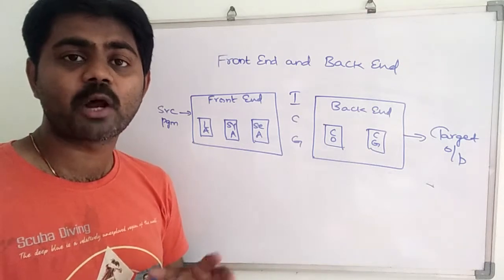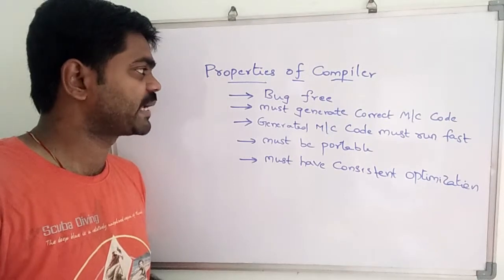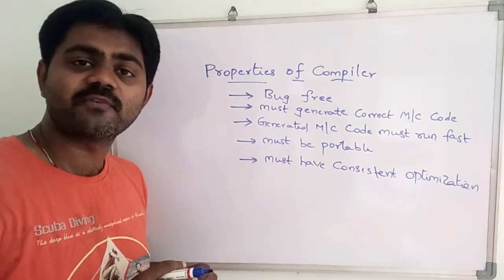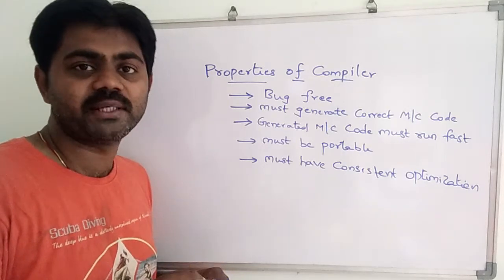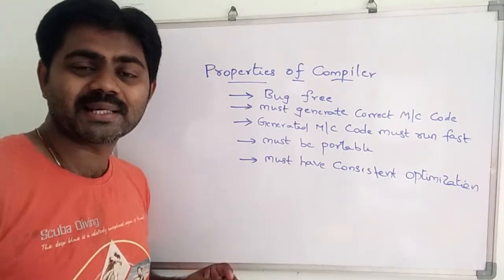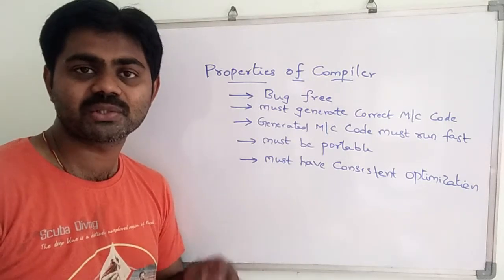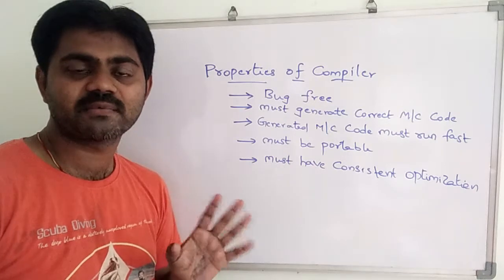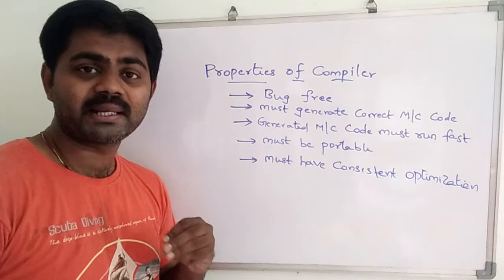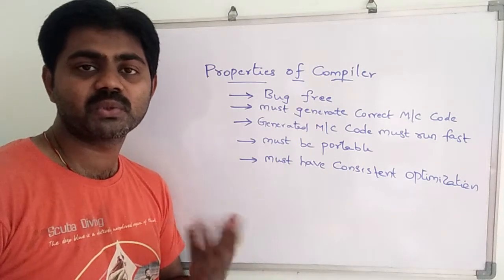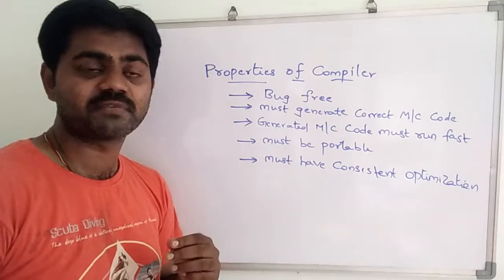Now we'll see the properties of a compiler. The first and foremost property for a compiler is that the compiler itself must be bug free. So what does a compiler do? The compiler will scan each and every statement. If any errors occur, it throws an error message, and finally those errors should be solved. Now if the compiler contains bugs, then there is no use of using that compiler, isn't it? So the compiler must be bug free first of all.